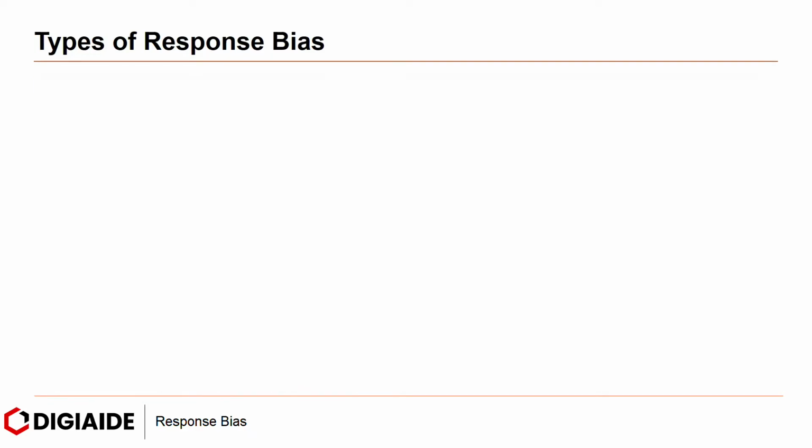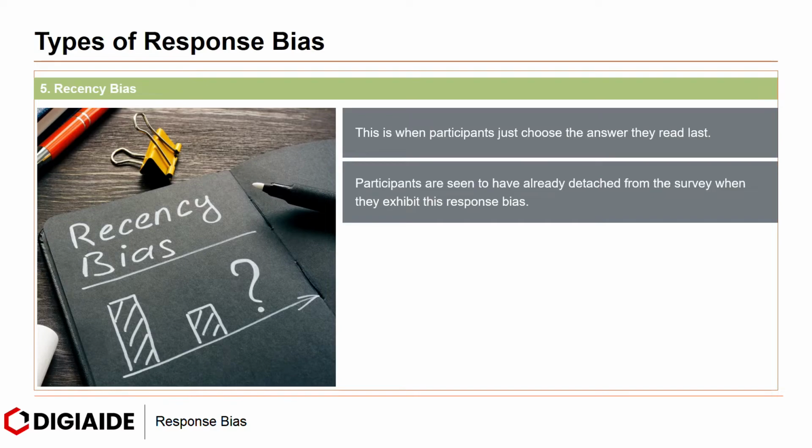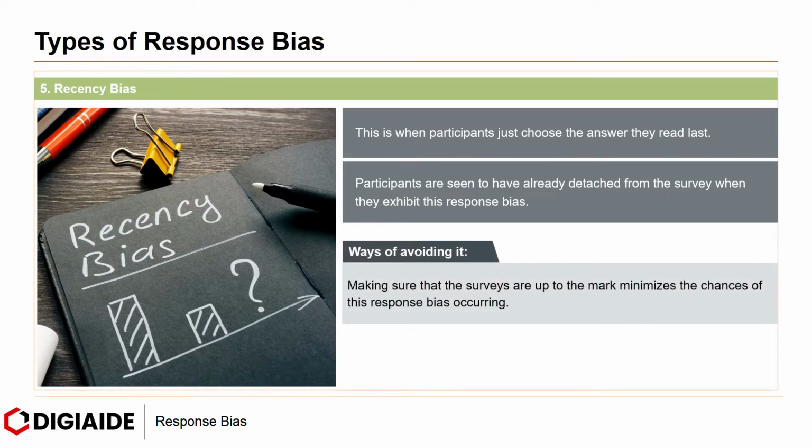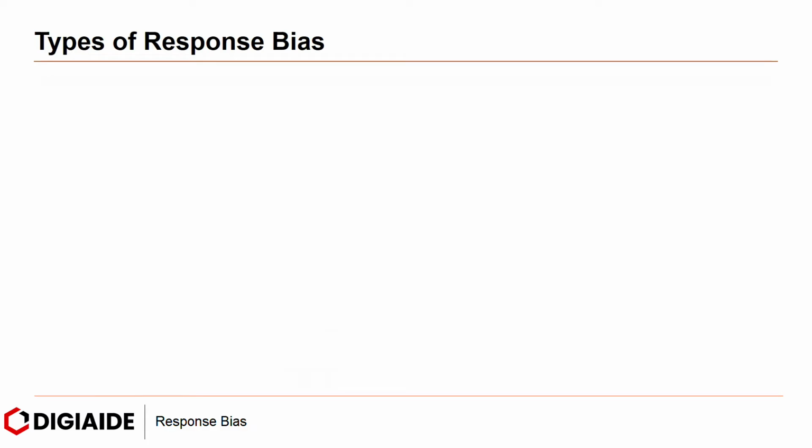Fifth, recency bias. This is when participants just choose the answer they read last. Participants are seen to have already detached from the survey when they exhibit this response bias. Ways of avoiding it: making sure that the surveys are up to the mark minimizes the chances of this response bias occurring. Nevertheless, participants might sometimes be seen detaching from the survey regardless.